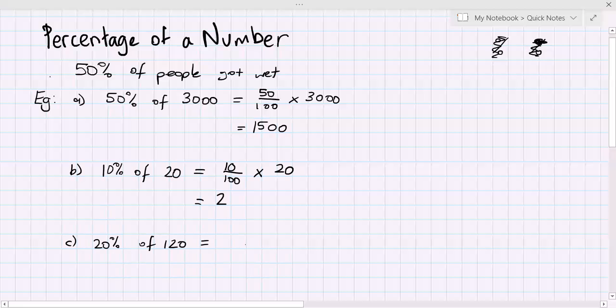But if it wasn't something nice and straightforward like that, you'd go 20% means 20 out of 100, of means times 120, that's what we want to find the percentage of, and you can use your calculator and you would get 24. But hopefully you can do it in your head. Okay, one last one.